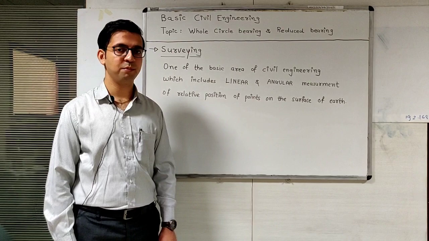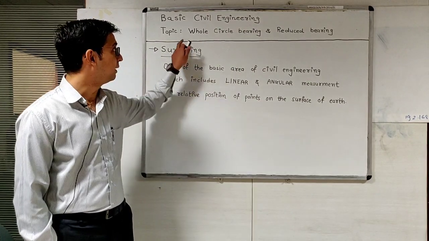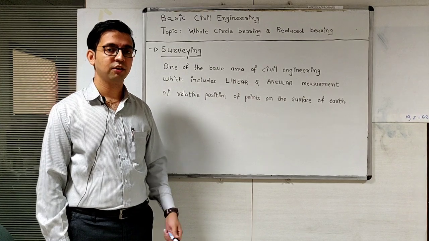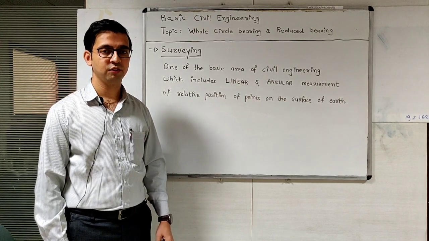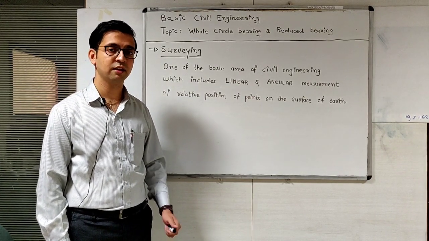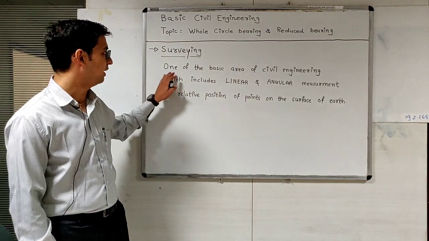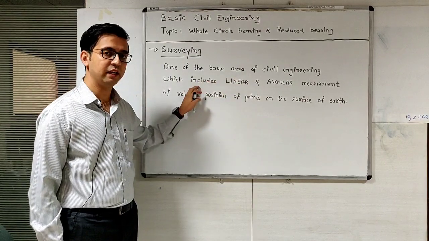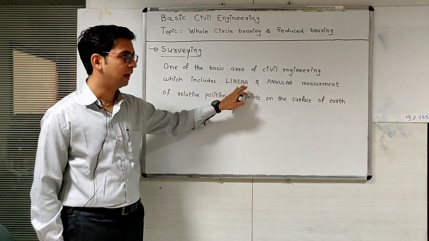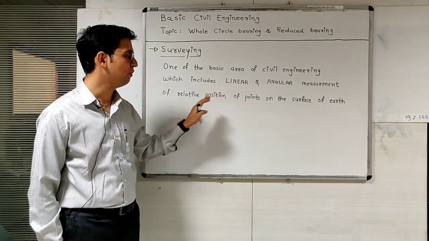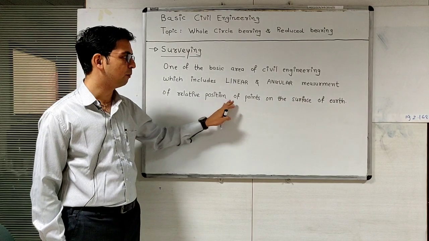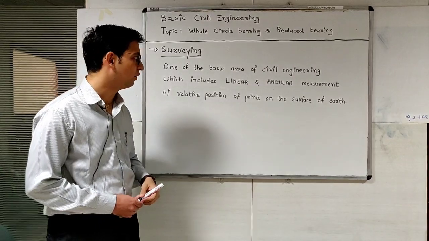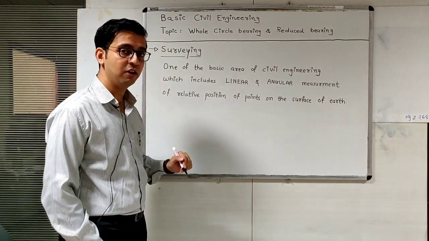In this session of Basic Civil Engineering, my topic is whole circle bearing and reduced bearing. This topic is a part of surveying. So, let's learn what surveying is. Surveying is one of the basic areas of civil engineering which includes linear measurement and angular measurement of relative position of points on the surface of earth. Let's see what linear and angular measurement are.